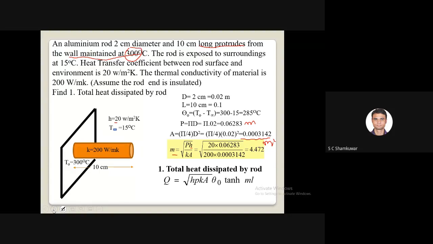And then you have to find out the total heat dissipated by the rod, which is nothing but under root HPKA theta naught tan H ml. Okay. So in your calculator, please check whether you have the function of tan H. How to find out tan H? Search it and find out tan H of ml.